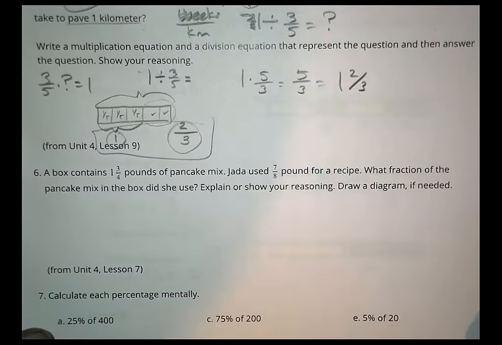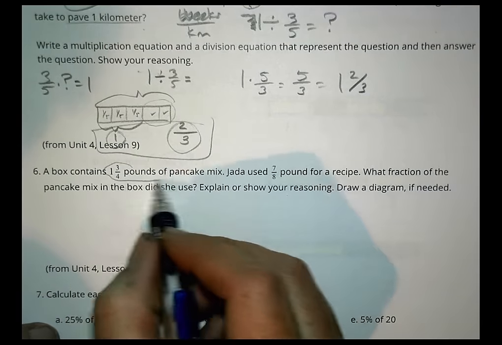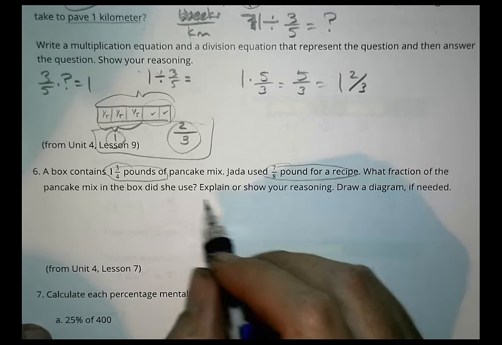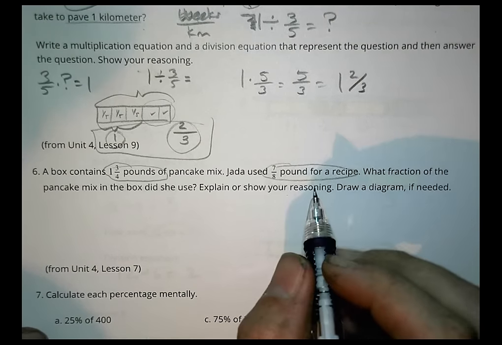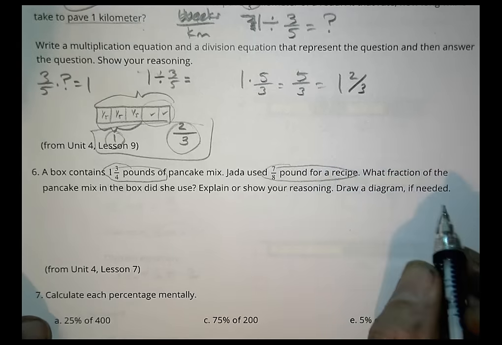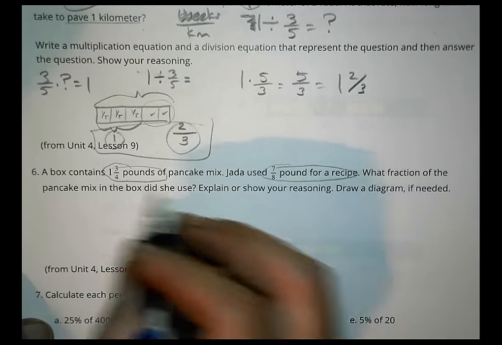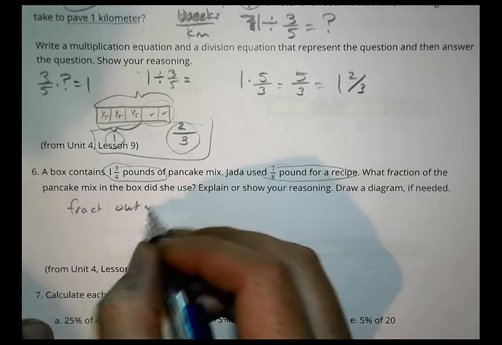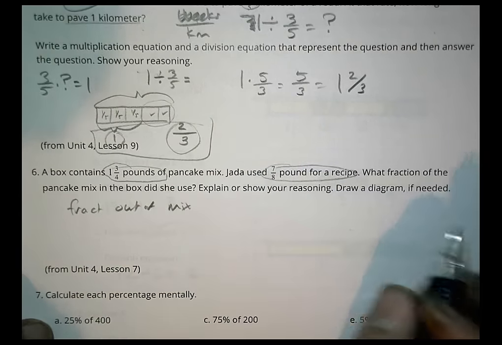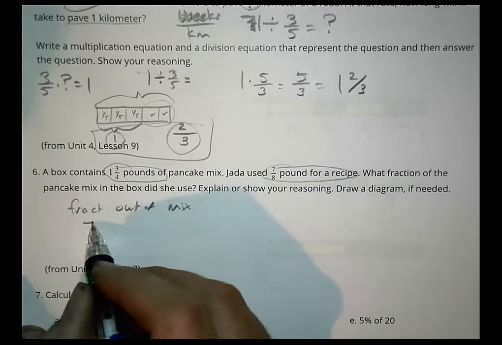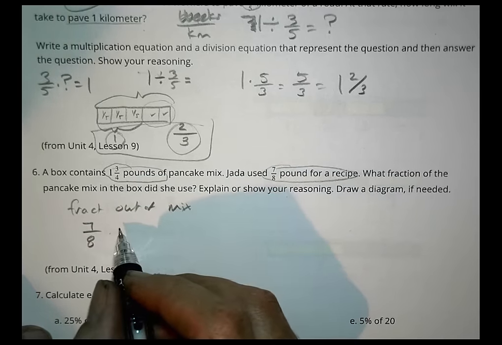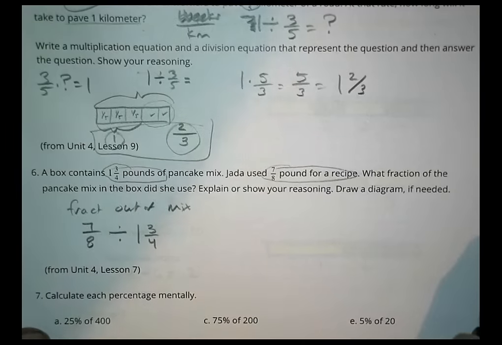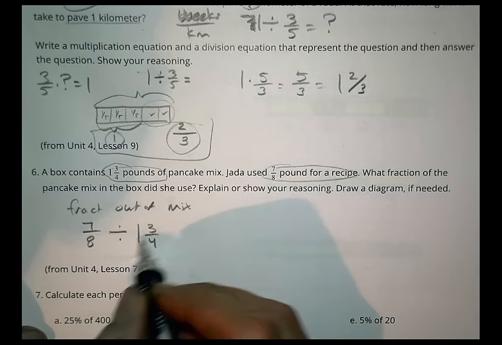Number 6, a box contains 1 3/4 pounds of pancake mix. Jada uses 7/8 pounds for her recipe. What fraction of the pancake mix in the box did she use? So how much of the box did she use? Okay, so what do we know? We're looking for the fraction used out of the whole mix. We know she used 7/8 out of the 1 3/4 available. She used 7/8 out of the 1 3/4.